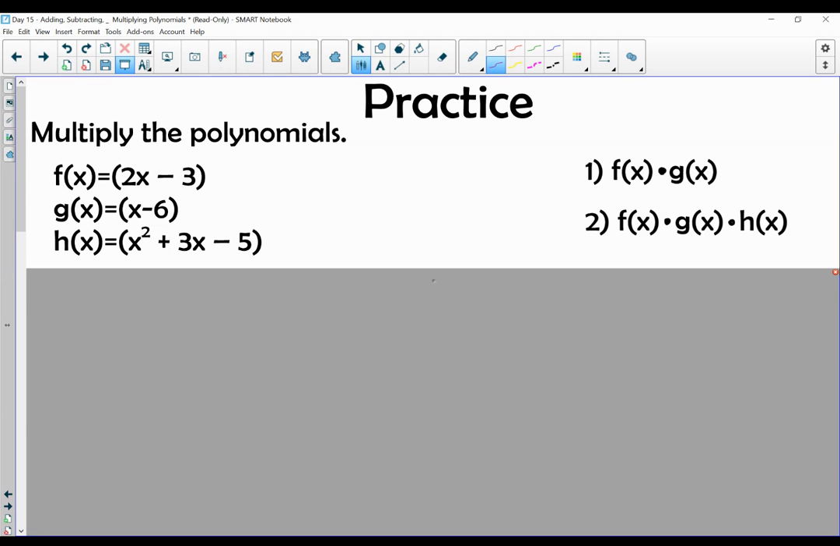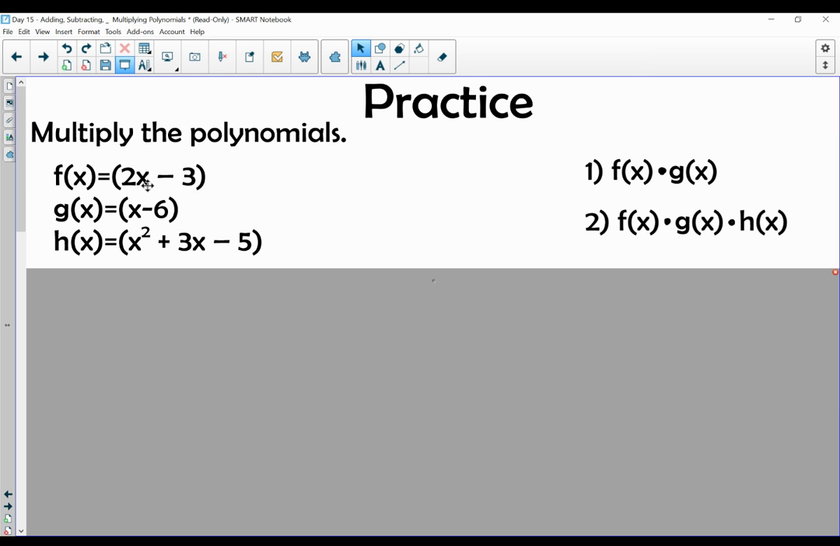All right, so let's get some more practice with multiplying polynomials when they're written in function notation. On the right, I have two problems, f of x times g of x, and f of x times g of x times h of x. So I need to figure out what f of x, g of x, and h of x are. Well, that's right here on the left. F of x is given by 2x minus 3. G of x is given by x minus 6. And h of x is given by x squared plus 3x minus 5.